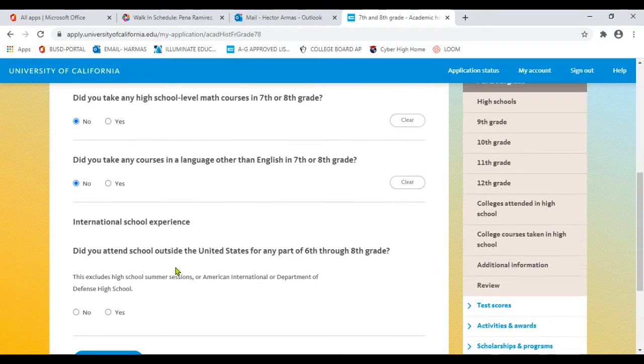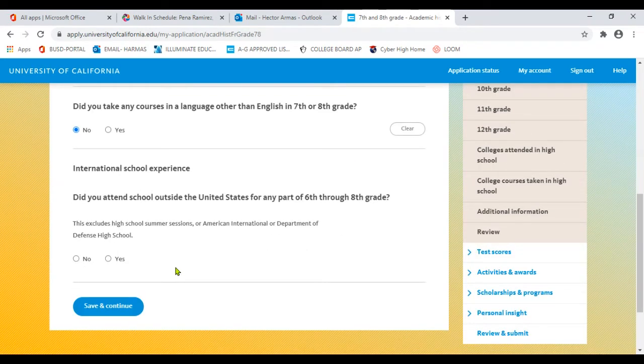And then international school experience. Did you attend schools outside the United States for part of your 6th through 8th grades? No, I did not attend school outside of the United States during 6th, 7th, or 8th grade. So now I'm going to hit save and continue.